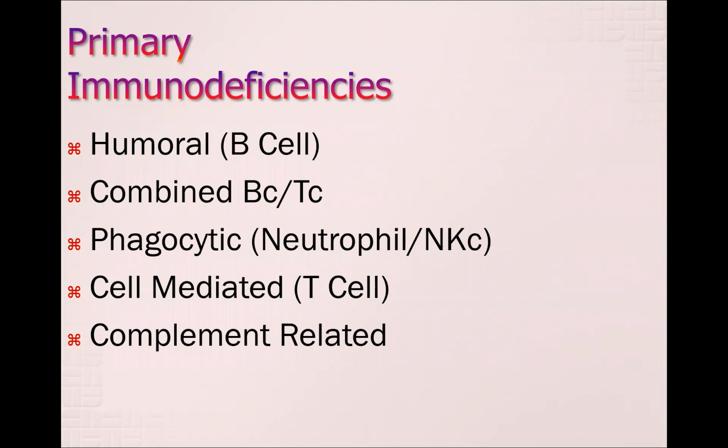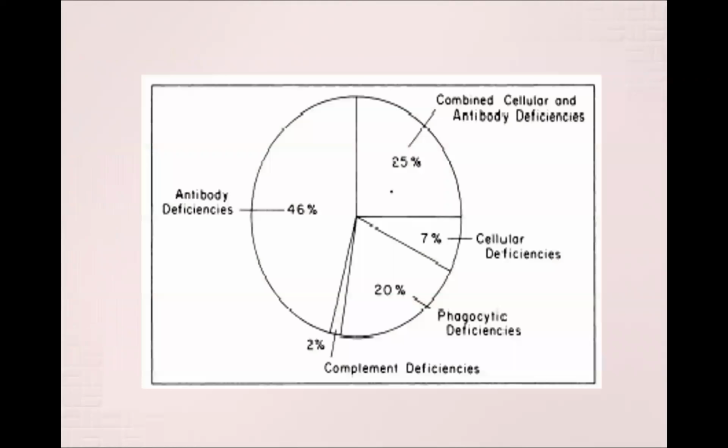in terms of what's the most likely to least likely. So if you get stuck on a test and do not know the way to kind of guess what type of immunodeficiency, this next graph may help you with a little bit of that. As you can see from this chart, almost 50% of primary immunodeficiencies are represented by B cell type immunodeficiencies, and only 2% are represented by complement related immunodeficiencies.